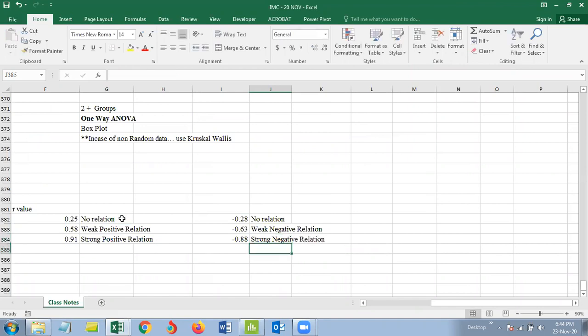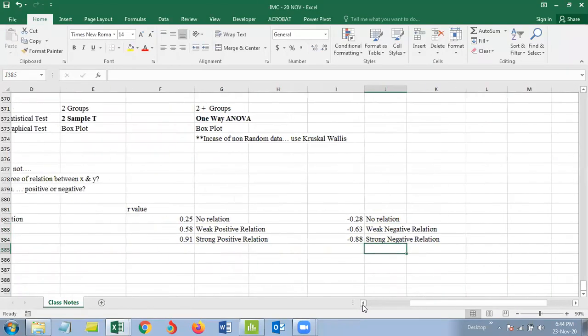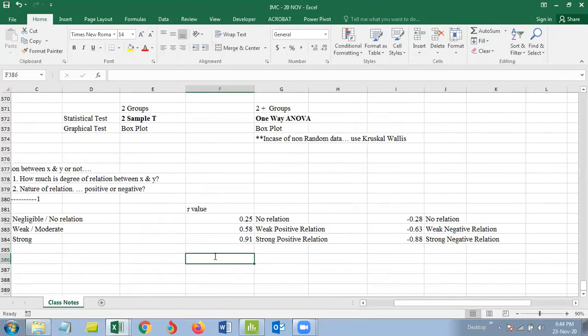Now, what does this positive or negative relationship mean? When you get a positive relationship, what does it mean? That if value of x increases, y also increases. There's a positive relation. X increases, y increases. Say the number of hours you study and the marks that you get in your exam. They are positively correlated, a positive relationship between them.